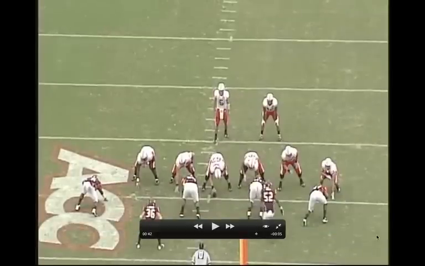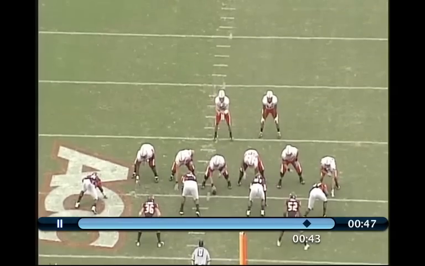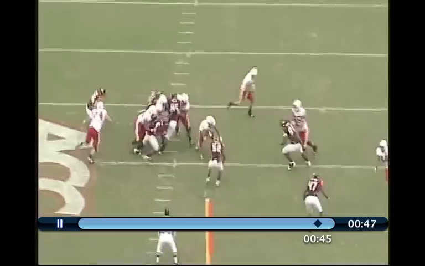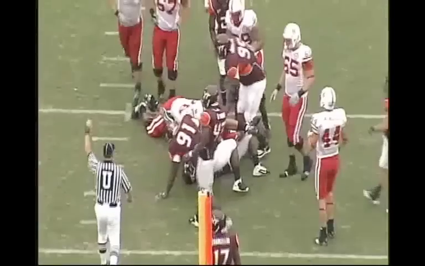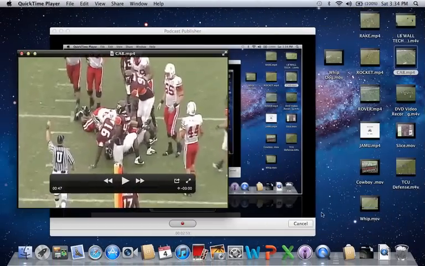Now this player, of course, is the hot to 2 player to the field. Just a terrific job. Okay, those are examples of cab blitz out of Virginia Tech's zone blitz package.